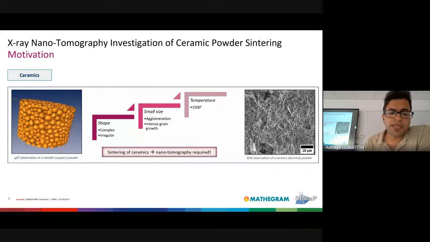The principal reason being, unlike say metallic powders here, the typical size of ceramic particles is around 1 micrometer or less. That is at the resolution limit of microtomography that you find in the laboratories. Also, complex and irregular shapes of ceramic particles, the tendency to form agglomerates, etc., point to the fact that we would need nanotomography to explore, say, ceramic sintering phenomena at the particle length scale. That is where the synchrotron tomography comes into the picture.